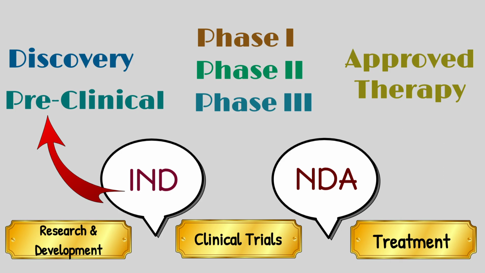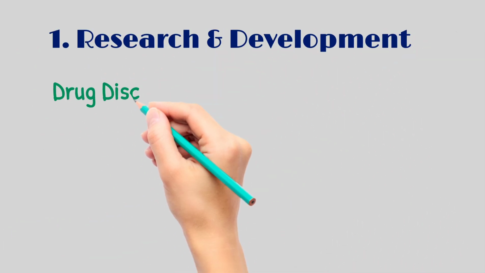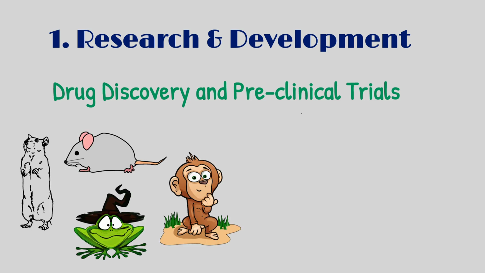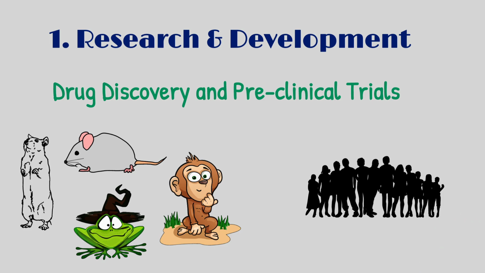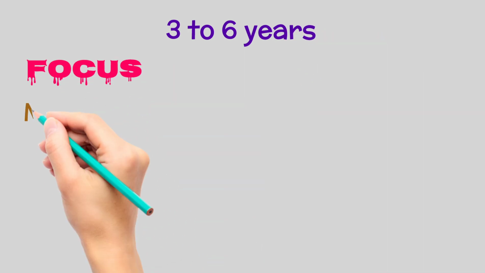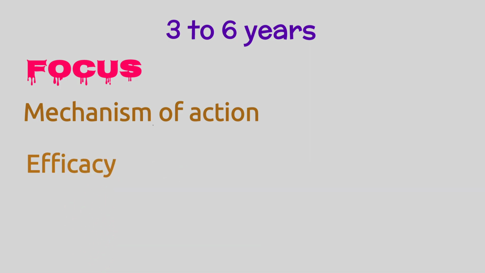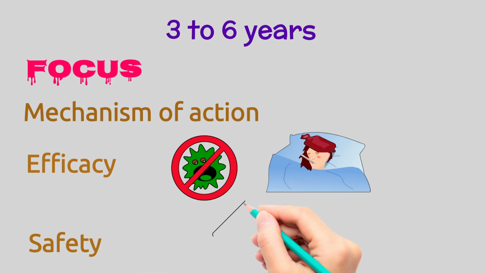Now let's discuss the research and development step in detail. In this step we focus on the drug discovery and preclinical trials. Preclinical trials usually done on animals, like frog, mice, rat, monkey, etc., to determine whether the drug is safe for human testing. This preclinical trials took around 3 to 6 years of time. And in this step, we mainly focus on mechanism of action of drug, efficacy of drug. Efficacy is the ability of drug to act against the pathogen or targeted disease, and safety of the drug. In this step, we are more concerned about the medical risk to the patient.